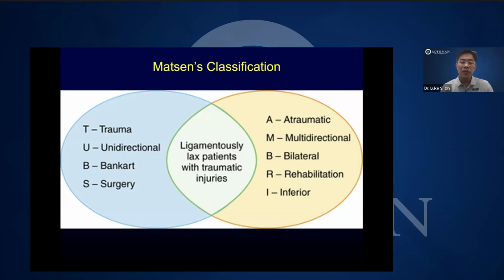Now, on the right-hand side, we see the AMBRI type, which is a shoulder instability without any injury mechanism. It's atraumatic, and it's multi-directional, that it goes in and out in multiple directions. Often it happens to both shoulders, and the typical treatment is not surgery, but to undergo physical therapy and rehabilitation. And there's also an inferiorly directed instability as well.